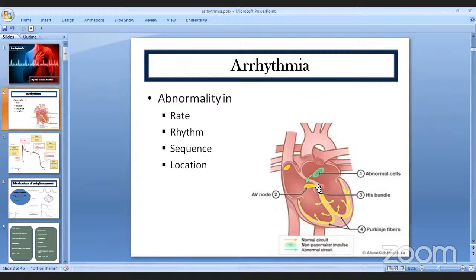it's a backup system for the SA node, and when the AV node does not work, obviously the Purkinje fibers have to start the autonomous activity. The Purkinje fibers can start autonomous activity, but it's not going to be as fast as the normal heartbeat. So bradycardia happens.